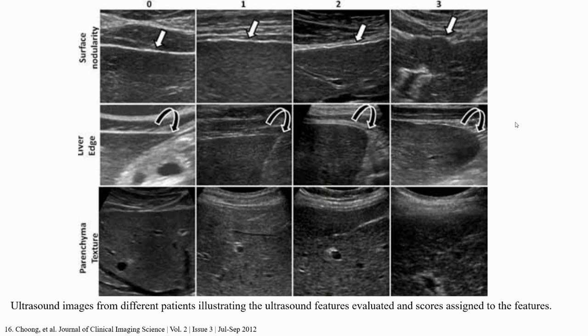This image shows how we score the five parameters in the fibrosis scoring system. By the image, in the first column, we give 0 if we find an image like this. For example, the first image in the left column shows the surface nodularity, it looks smooth, so we give 0. Liver edge is sharp, so also 0 score. Parenchyma is smooth, so we give 0. That is a sample.